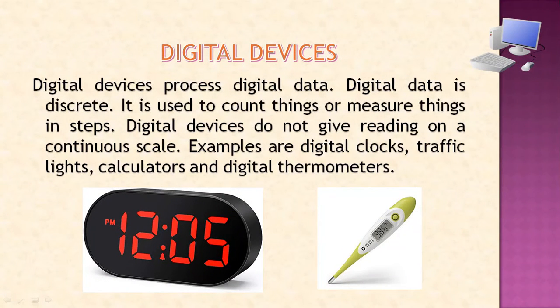Next is digital devices. They process digital data. Digital data is discrete. It is used to count things or measure things in steps. Digital devices do not give a reading on a continuous scale. Examples are digital clocks, traffic lights, calculators, and digital thermometers.